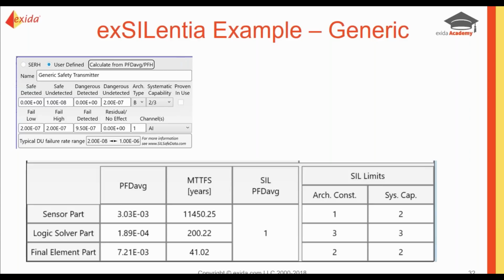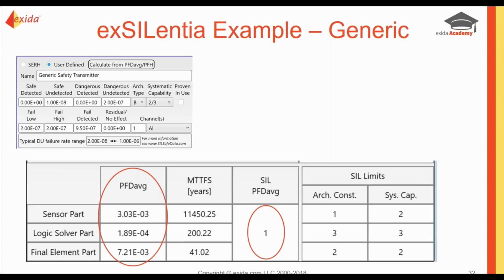When you switch out to generic numbers, you're obviously going to have to, they're going to be higher. You don't know exactly what you're going to be picking, so they're going to be more conservative, and that has to be expected. Everything else being the same, our PFD average of our sensors is going to now overshadow our final elements, and unfortunately, we are now down to a SIL 1.